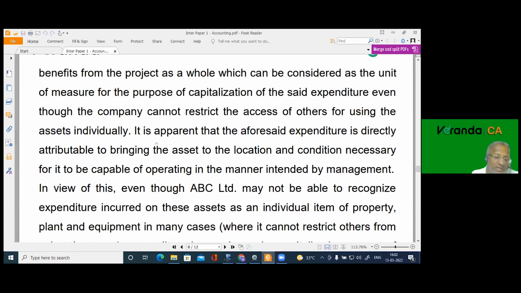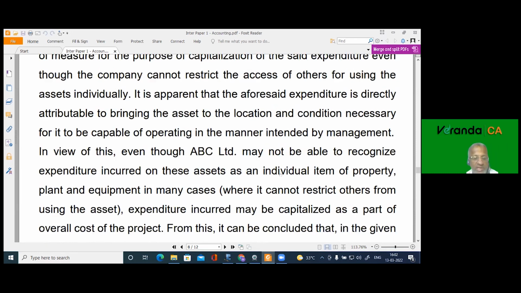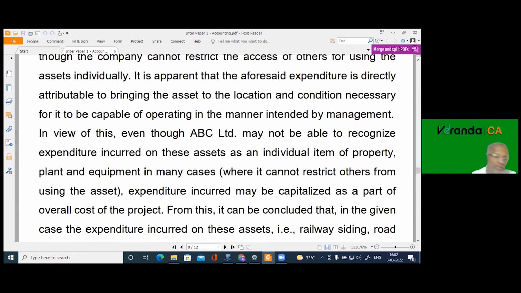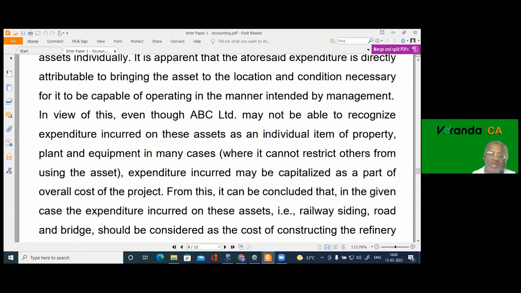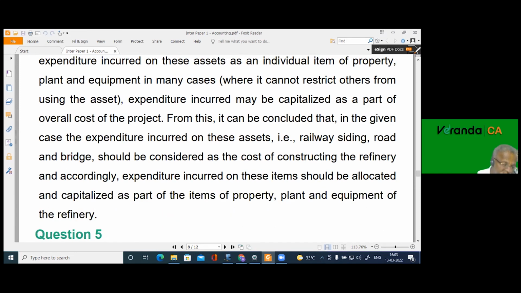In view of this, ABC may not be able to recognize expenditure on these assets as an individual item of property, plant and equipment, since it cannot restrict others from the use. The expenditure incurred may be capitalized as a part of the overall cost of the project. From this, it can be concluded that in the given case, the expenditure incurred on these assets should be considered as cost of constructing the refinery, and accordingly, expenditure on these items should be allocated and capitalized as part of the items of property, plant and equipment of the refinery. See, what exactly is the conclusion that they made?